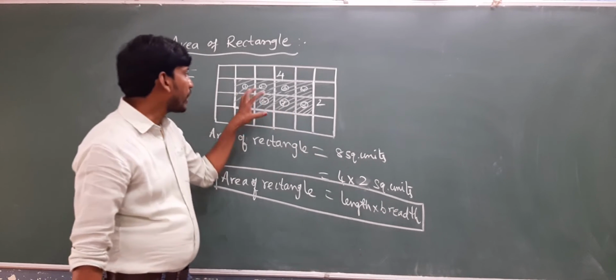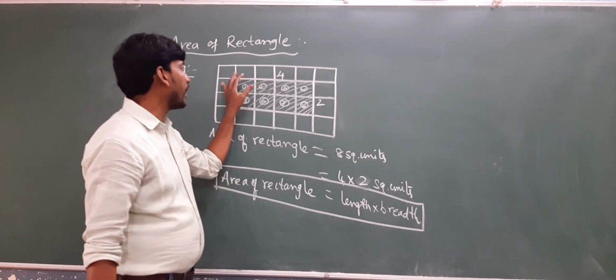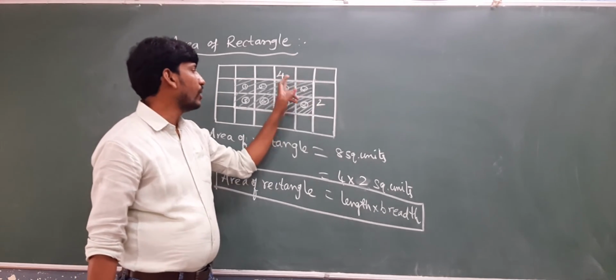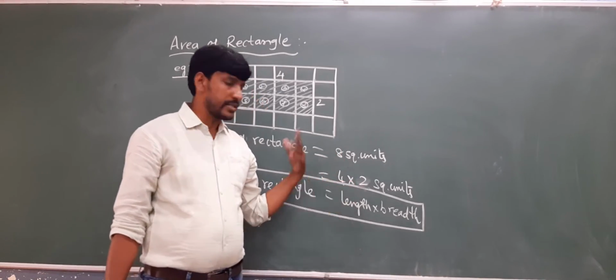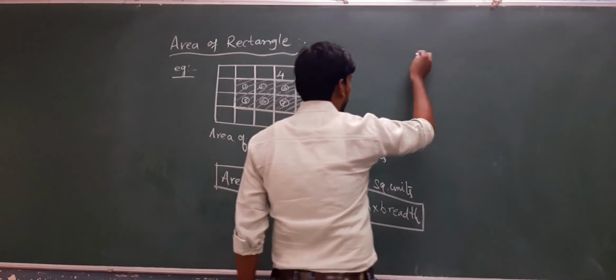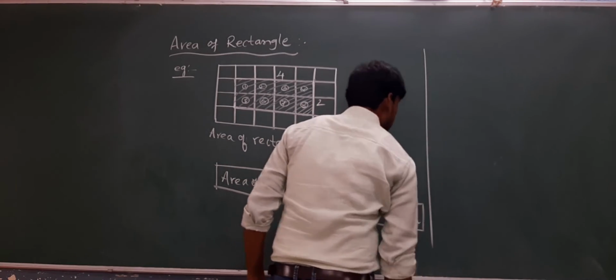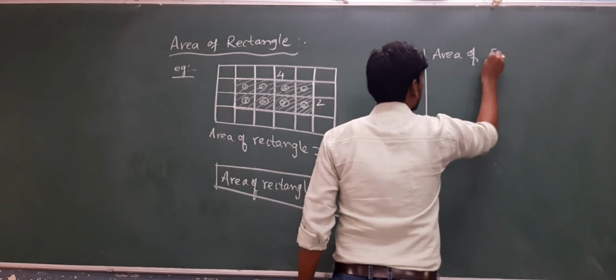See this here, by counting the number of squares we got 8 square units. Even when we multiply length and breadth, 4 2s are 8, we got the same. So 8 can be written as 4 2s are 8 square units. Clear? Let us take one more simple concept, that is area of square. We are going to find out the area of a square.